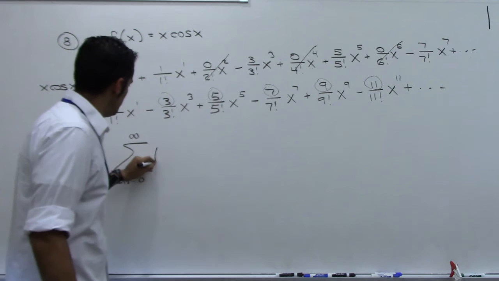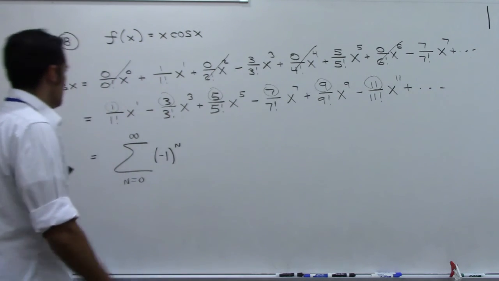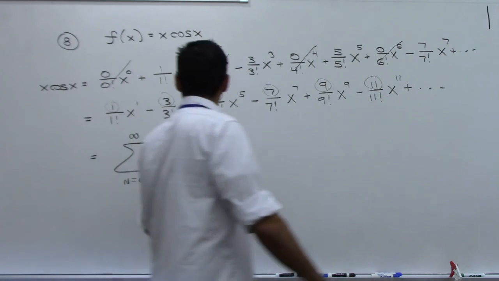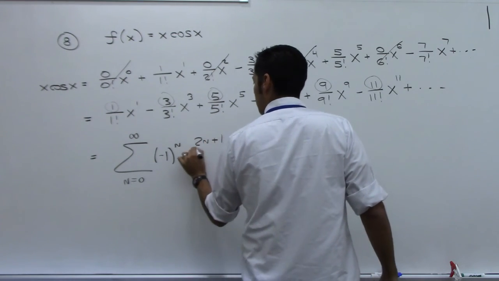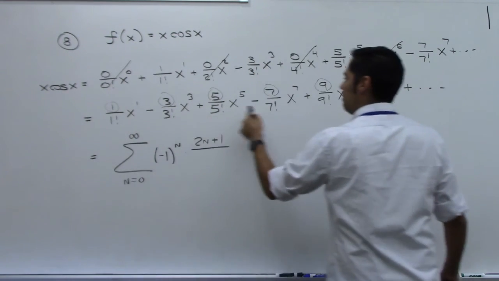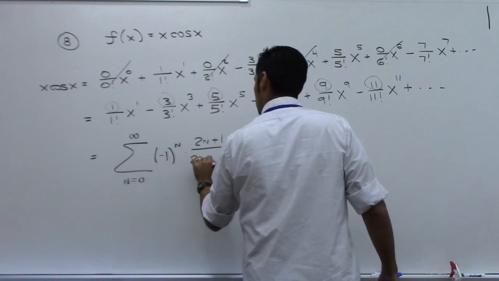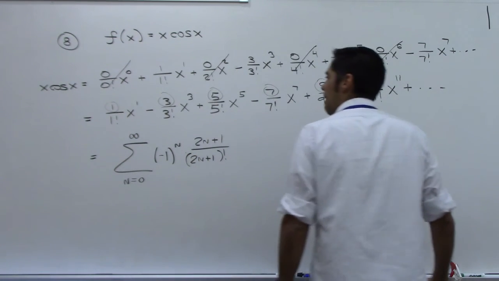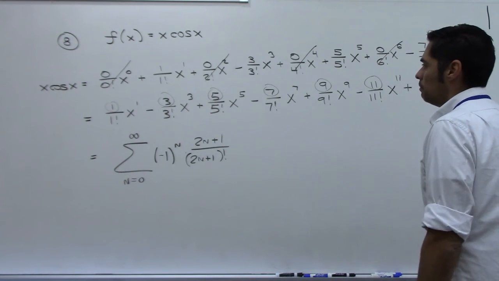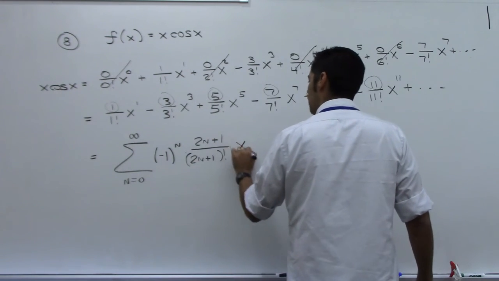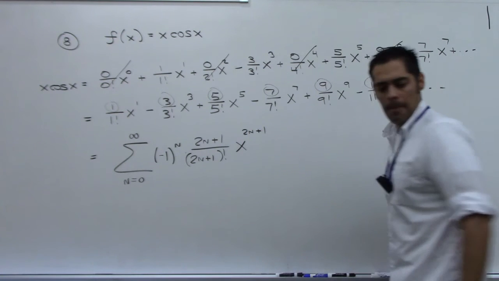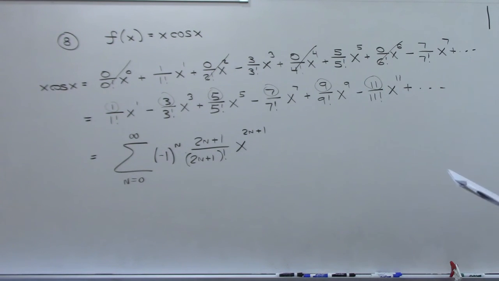I need to start with a positive, so negative 1 to the n will work. And then all the odds, starting with 1, so 2n plus 1 over all the odds again, factorial. And then all the odds again on the power of x, starting at 1. Okay, that's fine. That's good.